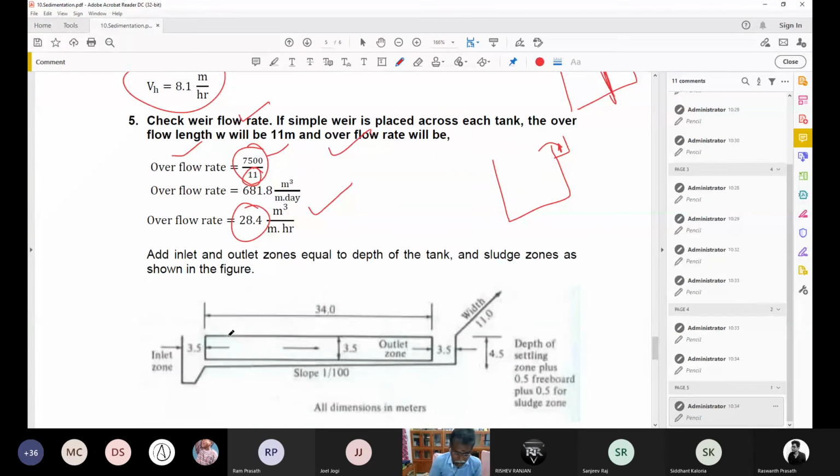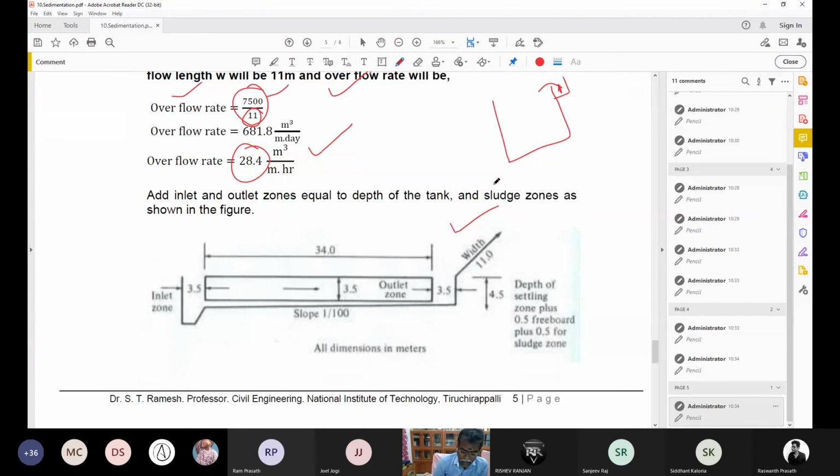So thereby this could be your dimensions. 34 meter as long and 3.5 meter as depth, 11 meter as width. Whatever I have designed in this problem, it is only for the settling zone. Please make a note, very important. Whatever I have designed is only for a settling zone.